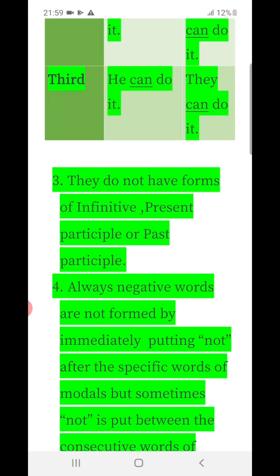Or past participle. Past participle, third form of the verb, as you know. Suppose go, went, gone. Gone over here is the third form or past participle of the main verb go.